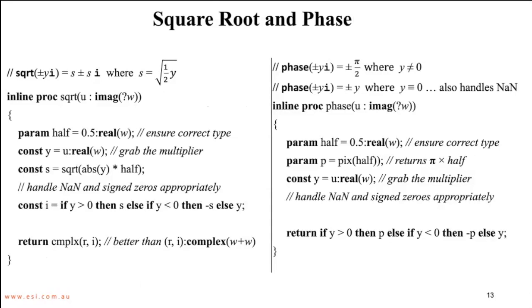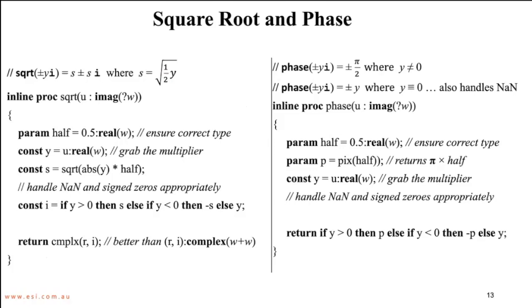Let's look at implementations of the routines mentioned so far. The square root's pretty simple. Grab the multiplier, compute the square root of half of that, deduce the sign of the imaginary component, and use a custom coercion routine to build a complex result from the real and imaginary components.